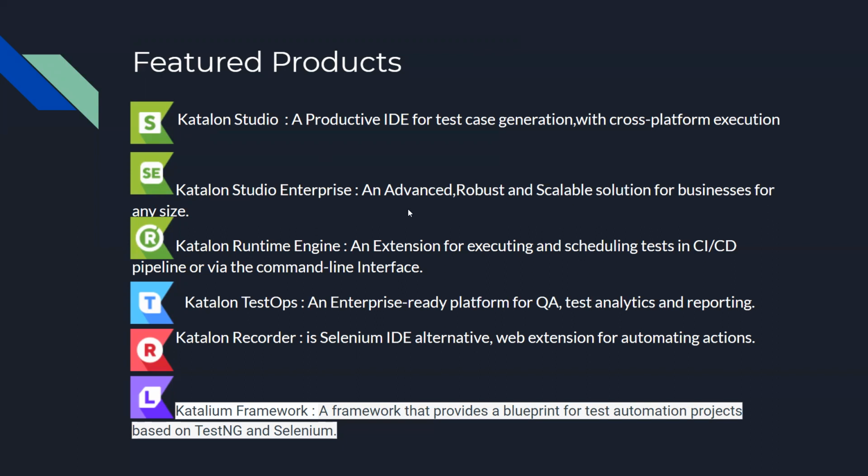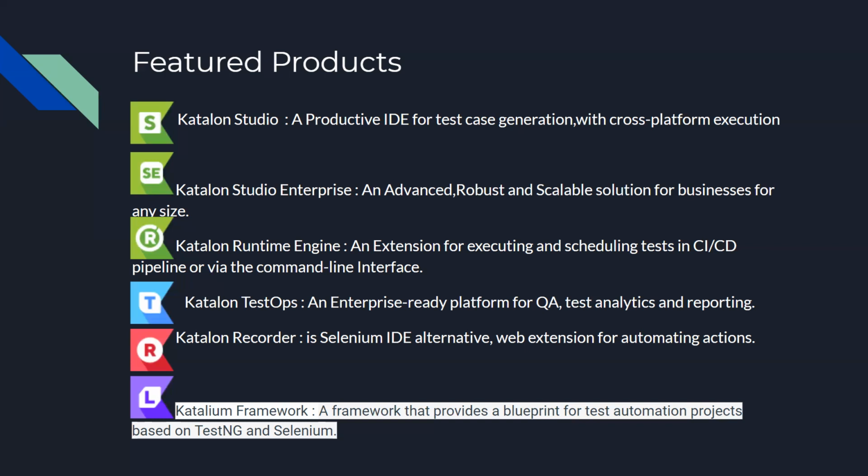Next is Katalon Runtime Engine. Once we have completed our automation test cases, we need to execute them maybe at runtime, like at night or at different times outside working hours. At that time, we just need to schedule our test cases. For that, it provides the Katalon Runtime Engine. We can schedule and execute our automated test cases in the CI/CD pipeline.